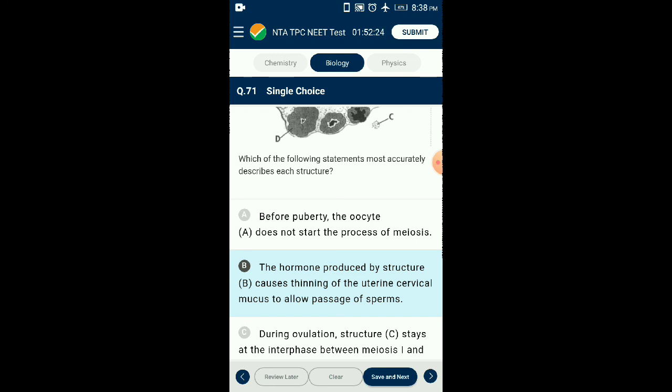The hormone produced by structure B causes thinning of uterine cervical muscle to allow passage of sperms. So from the given statements, the one that most accurately describes the above structure is option B.